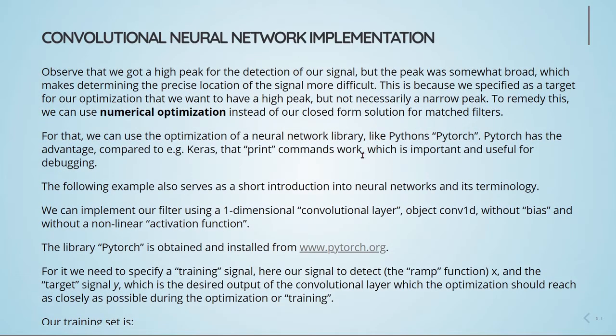Observe that we got a high peak for detection of our signal, but the peak was somewhat broad, which makes determining the precise location of the signal more difficult. This is because we specified as a target for our optimization that we want a high peak, but not necessarily a narrow peak. To remedy this, we can use numerical optimization instead of our closed form solution for matched filters.